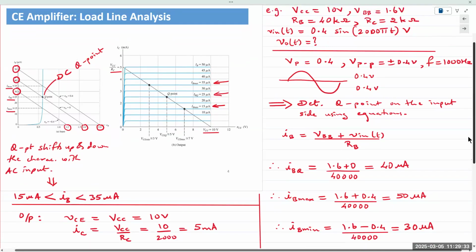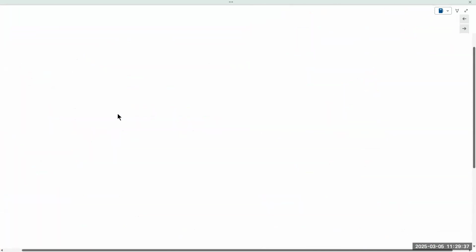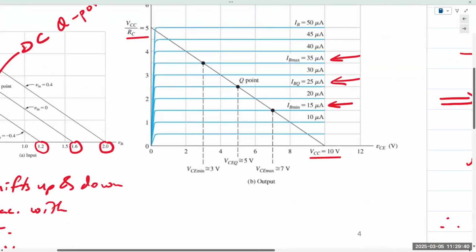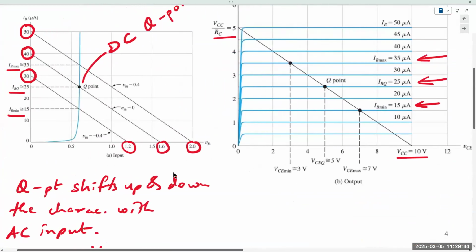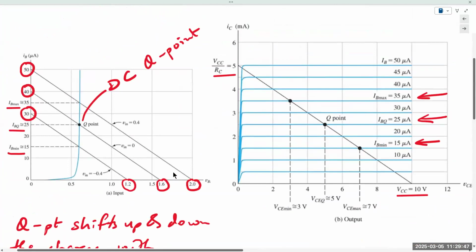And let's zoom. Again, if you're just looking at the 2 images, apply KVL on the input and the output side, obtain the load lines for both input and output. There'll be intersection points in 3 places: when Vin is equal to 0, when Vin goes max, and when Vin goes minimum. Take those 3 points on the input side, go over to the output side. Find the corresponding data set for those input values of IB. And those intersection points will give us our solution for IC and VCE.